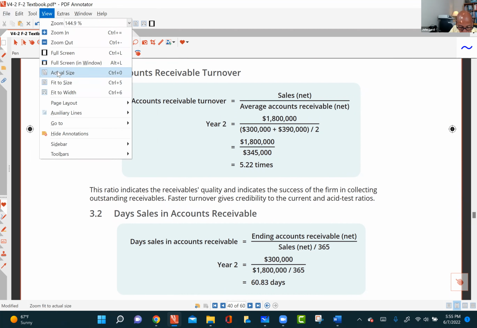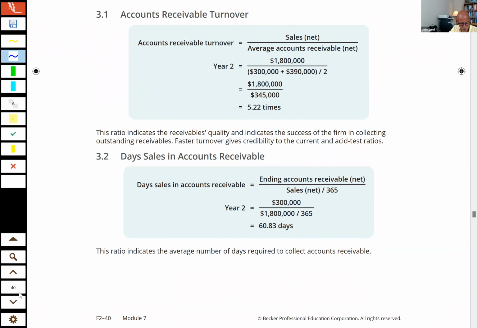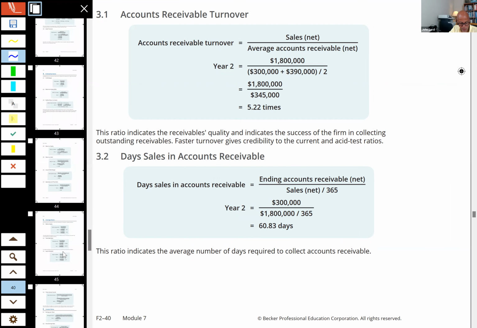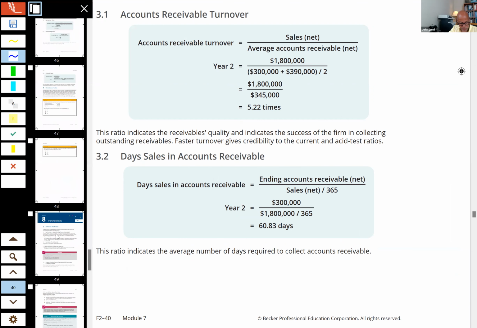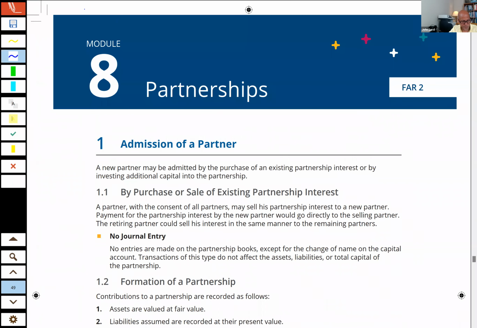So what I want to do now is turn our attention to partnerships. I don't know why for some time there was a rumor going around that partnerships were going to be removed from the exam. I don't know where that came from. So if you hear anything like that, that is not correct. Partnership accounting is still a relevant topic for the CPA exam.